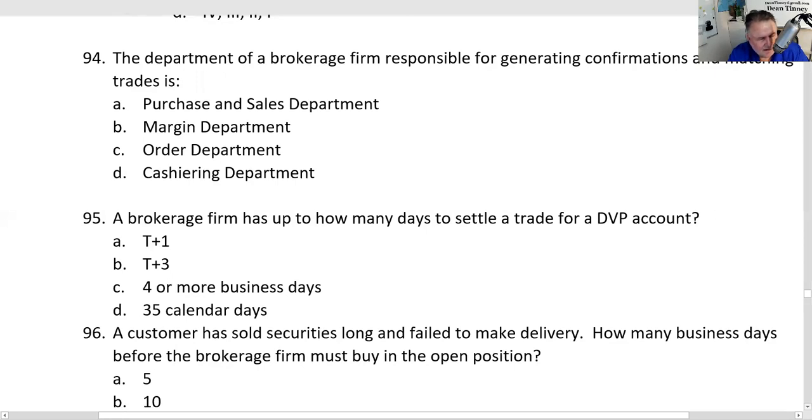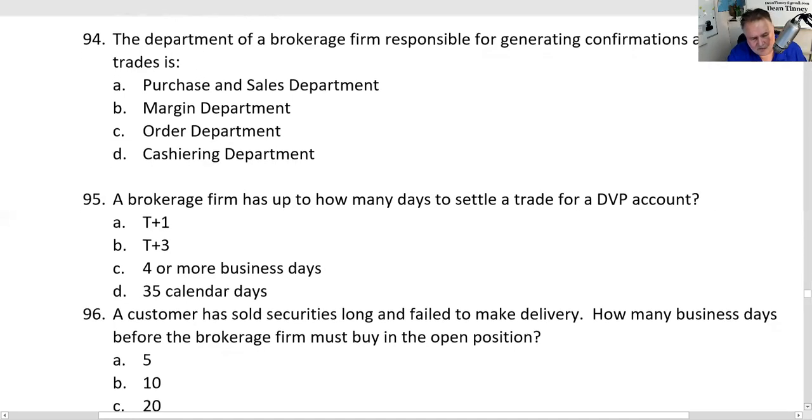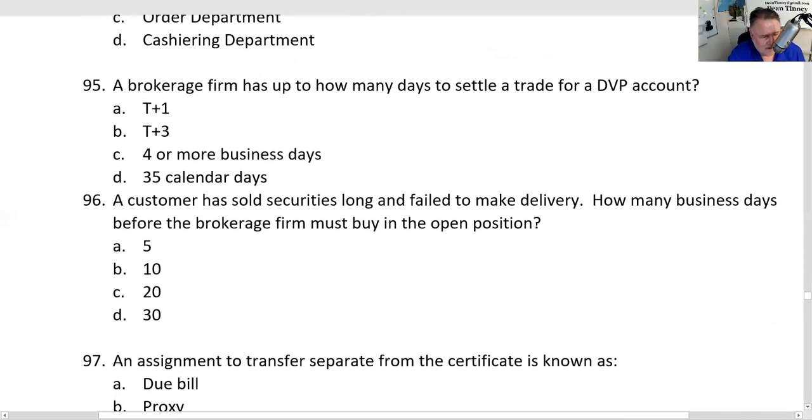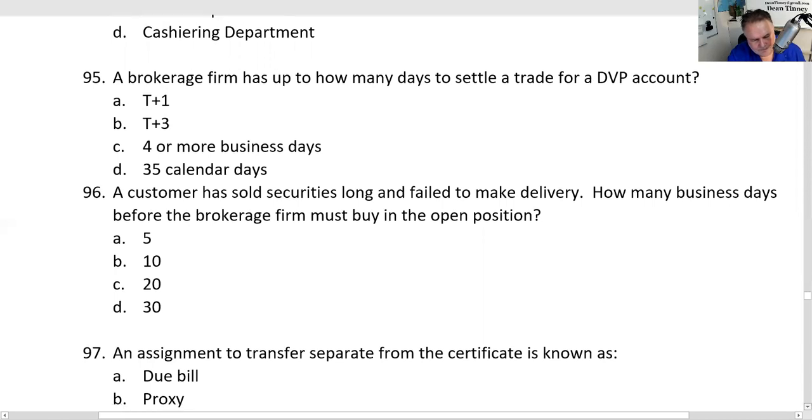DVP stands for delivery versus payment. You might actually see this expressed as well on your test as receipt versus payment, or you might see this expressed on your exam as cash on delivery. So a customer didn't mean to sell short. He accidentally sold short. And so to protect him from having an open short position under the customer protection rule, I'm going to buy him back 10 business days after settlement. So the answer to that one is B as in boy.